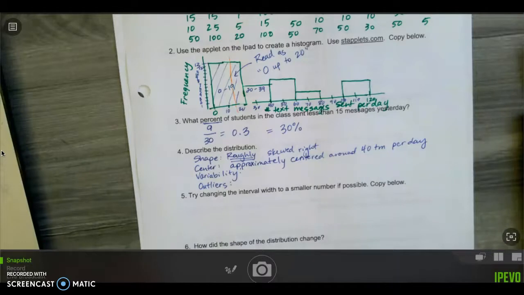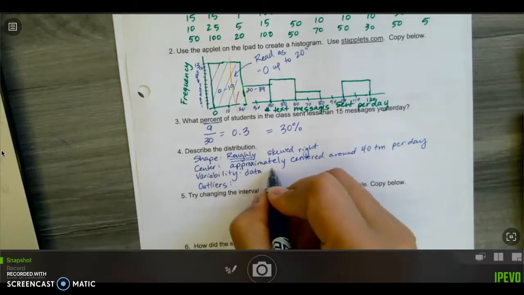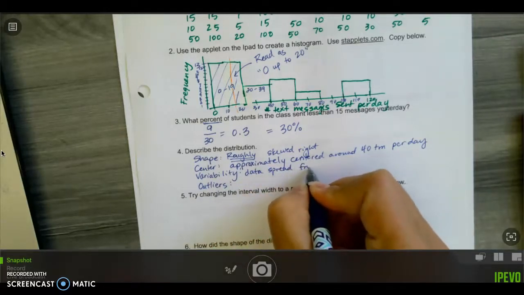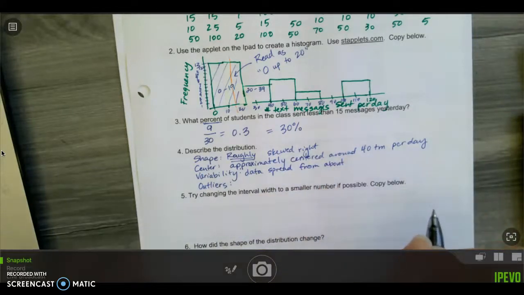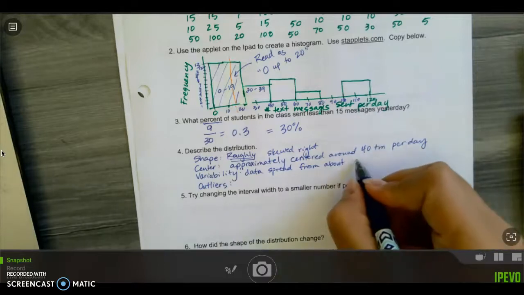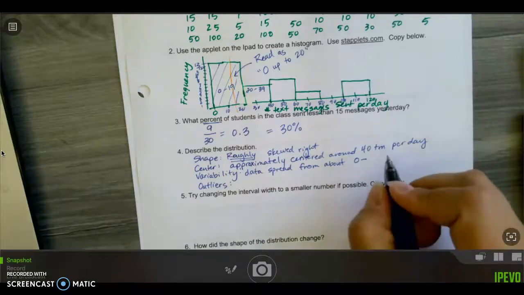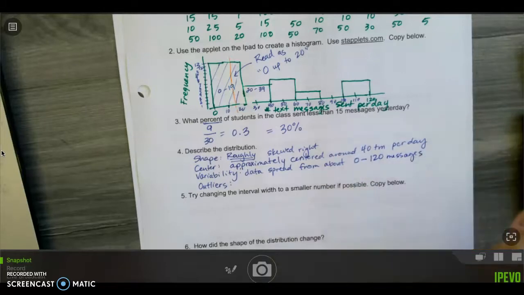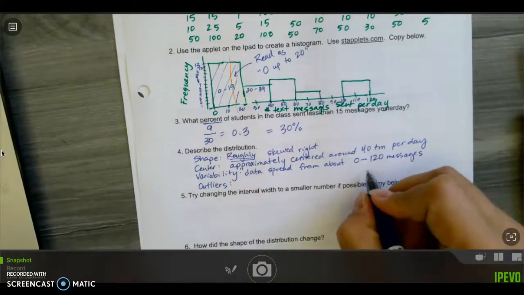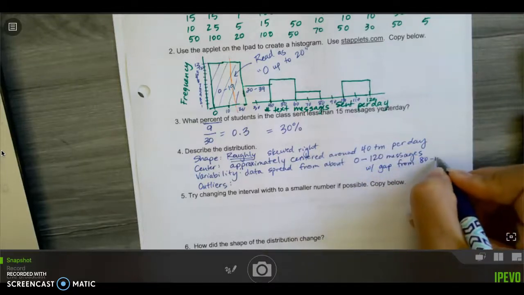And variability. So remember, this is how far the data is spread out. So we could say the data is spread from about 0. And again, with a histogram, I don't know exactly, are there any zeros? And are there any 120s? But it's spread out from 0 to 120 messages. It would also be helpful to say that there's a gap from 80 to 100.